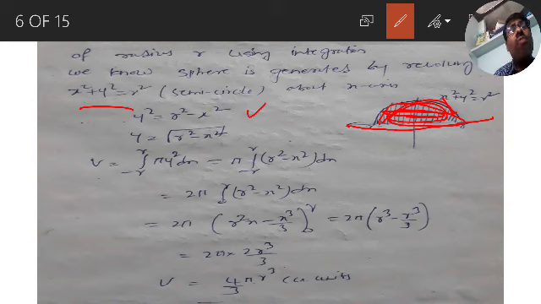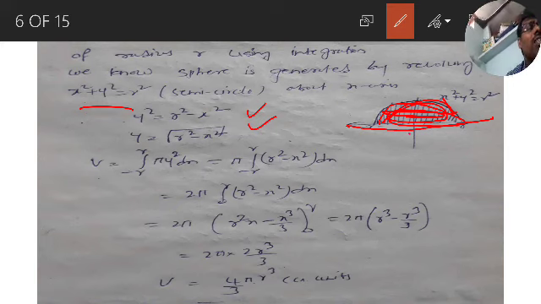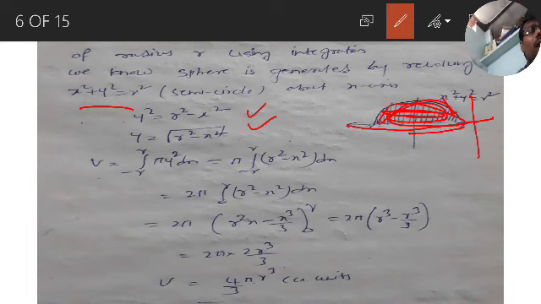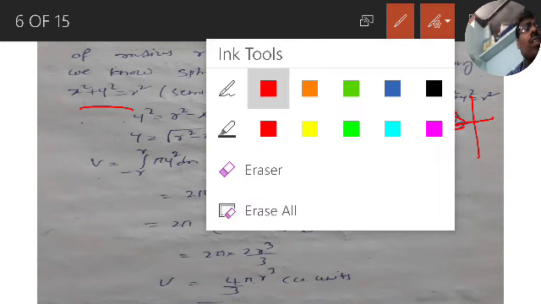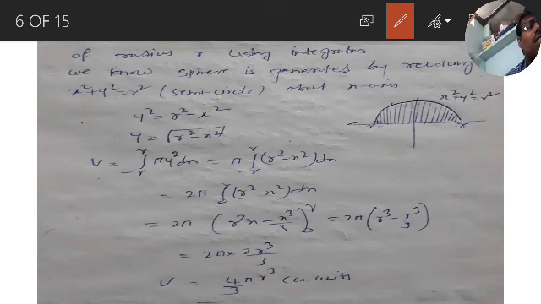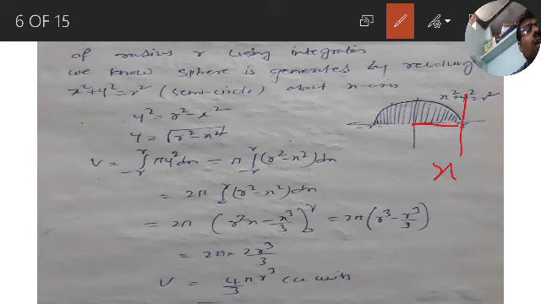What is y? y is equal to square root of r square minus x square. And this is a radius, therefore this is the line x is equal to r, and this is a radius, x is equal to minus r. So limits are from minus r to plus r. Directly you will get. Are you getting? This is of radius r, so this becomes x is equal to r, and this becomes x is equal to minus r.